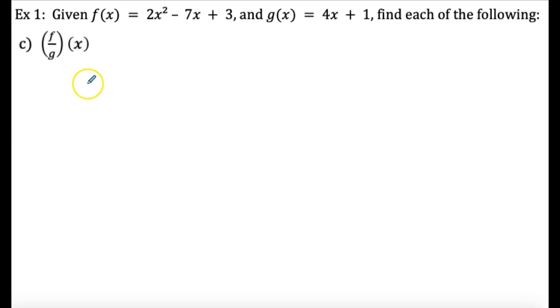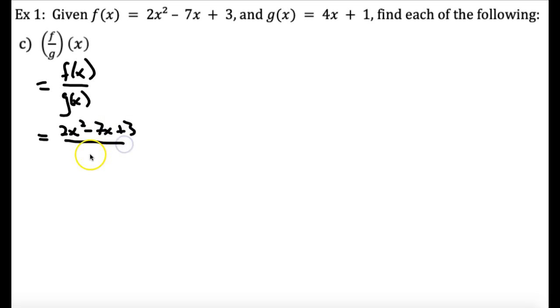All right, so the third example, we're just dividing these functions. So I'm going to take f of x divided by g of x. So that's going to be 2x squared minus 7x plus 3 all over 4x plus 1. We could try to simplify this a little bit. I think the numerator does factor here, but I don't think anything would end up canceling out.